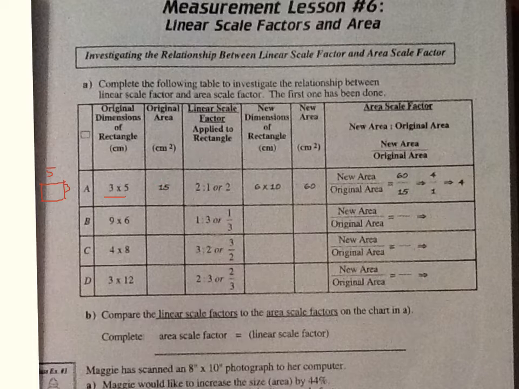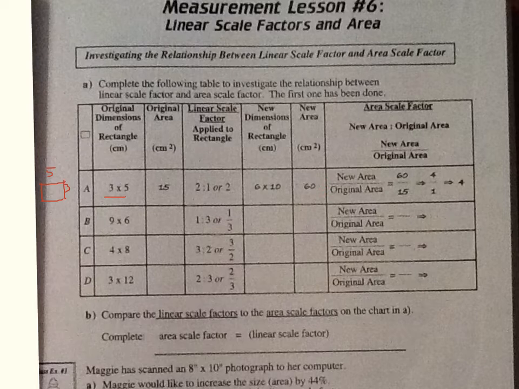So the scale is 2 to 1. That's what we're going to apply to it. It has a linear scale factor of 2. So each of these dimensions needs to be multiplied by 2. So 3 times 2 is 6, 5 times 2 is 10. So the new dimensions of the rectangle are 6 by 10, and the new area will be 60 centimeters squared.